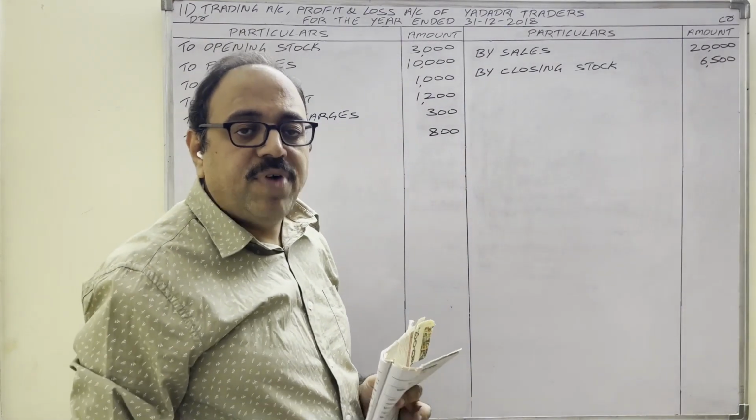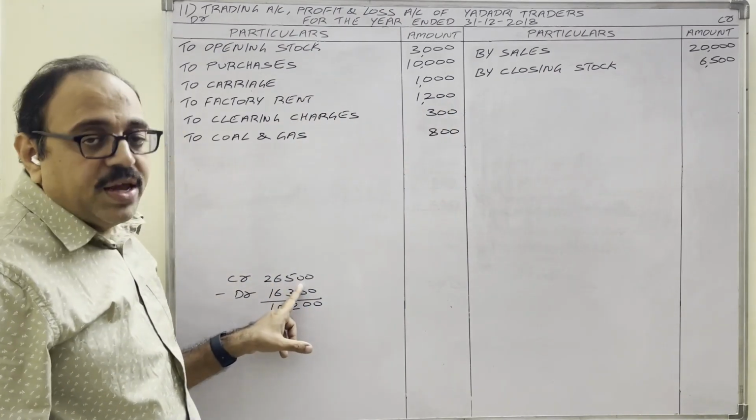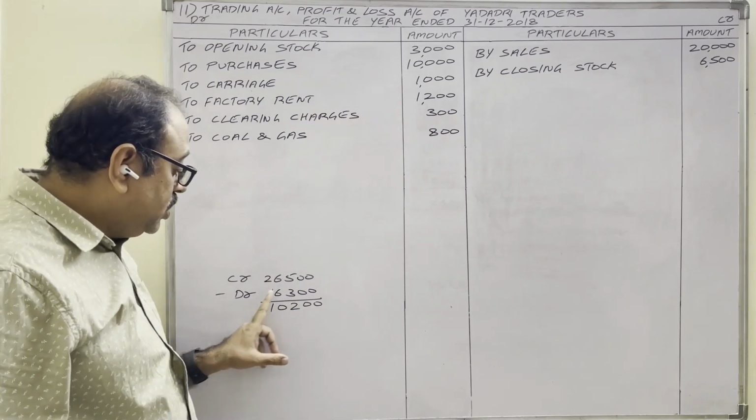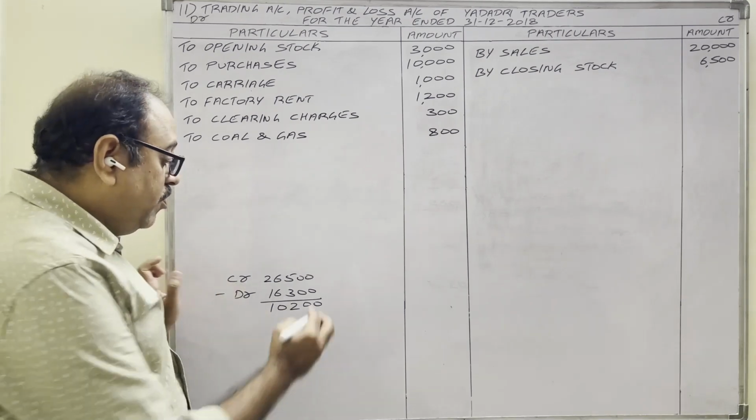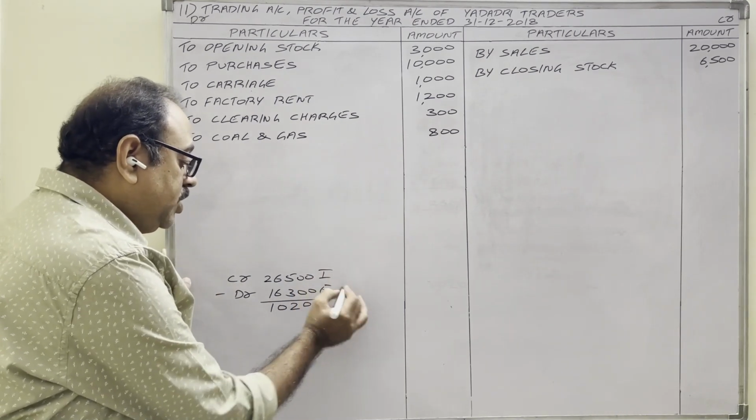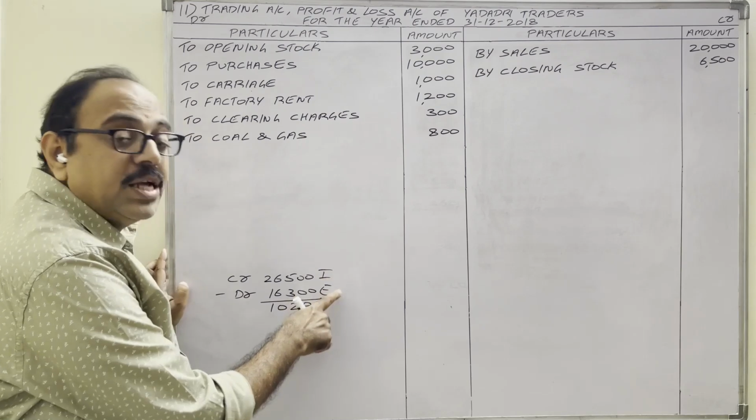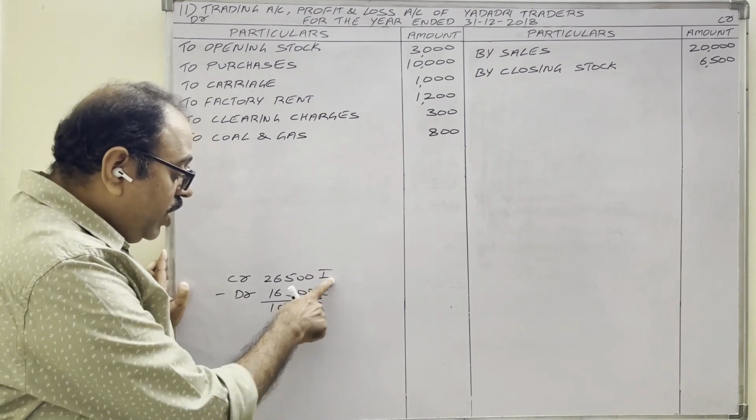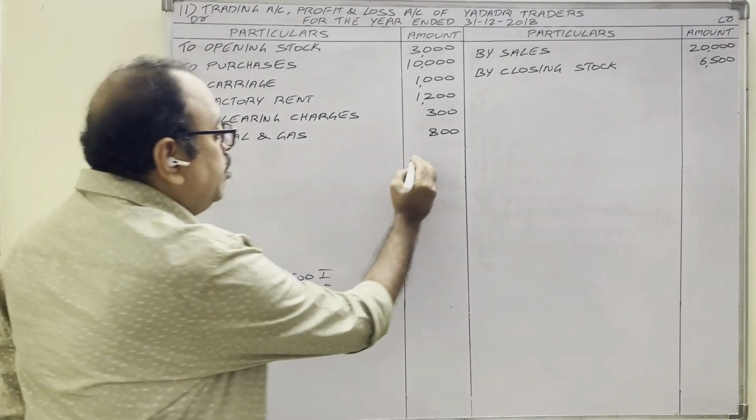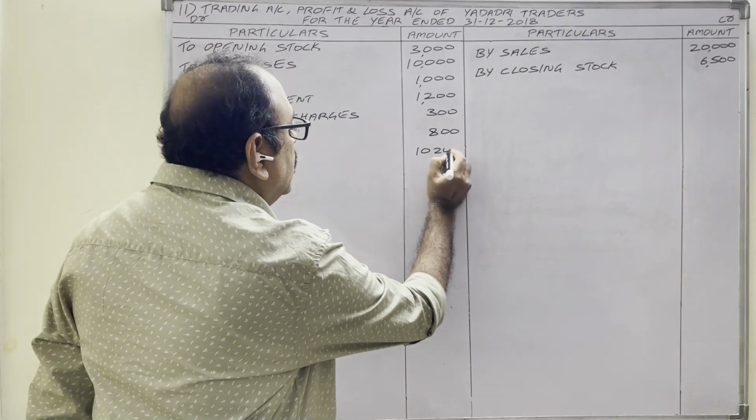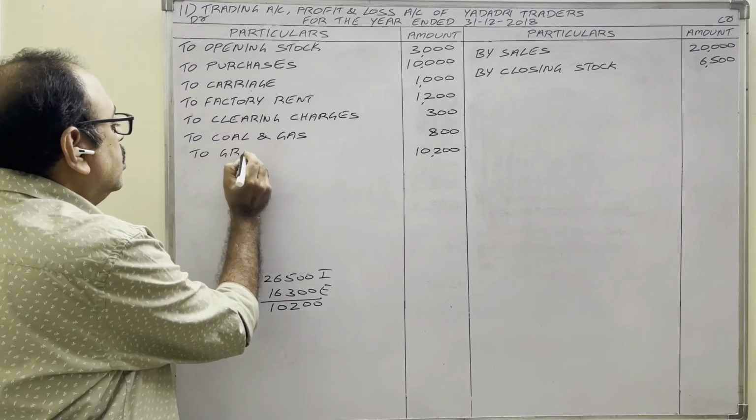Everything is completed. Finally, we should calculate the two side totals. Credit side total 26,500, debit side total 16,300. The difference is 10,200. On the credit side we wrote incomes, on the debit side expenditure. The difference, 10,200, is profit because income is more than expenditure. This profit we should write on the side where the total is less. The debit side total is less, no? On the debit side, write this profit, 10,200. And this profit is known as gross profit.